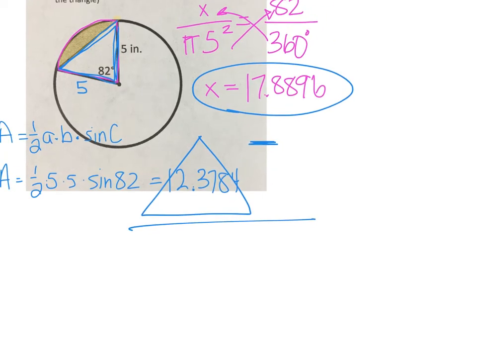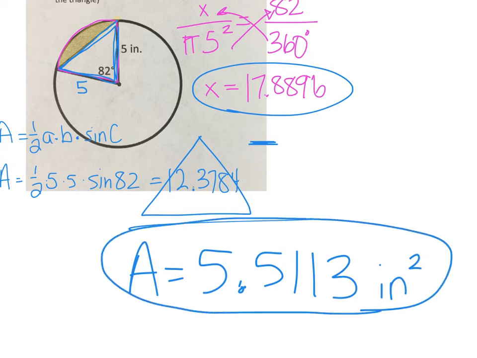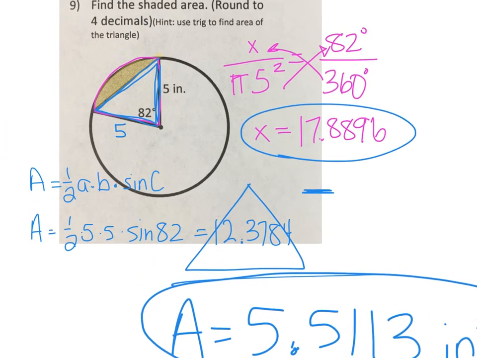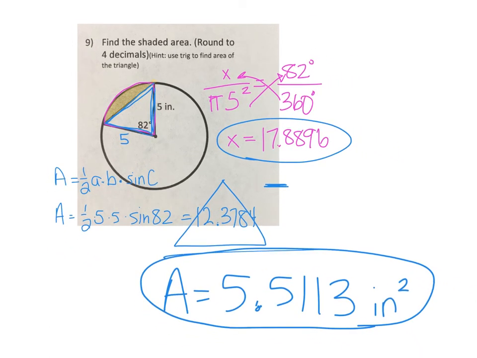And when I do this subtraction in my calculator, I get an area of 5.5113 square inches as the area of that segment, or the area of that portion of this sector, just like that. So find the entire sector area and then subtract off the area of the triangle, and that will give you the shaded region, what we have here.